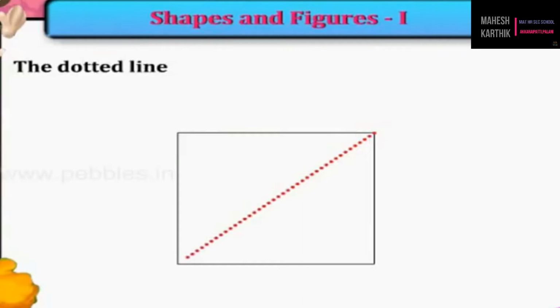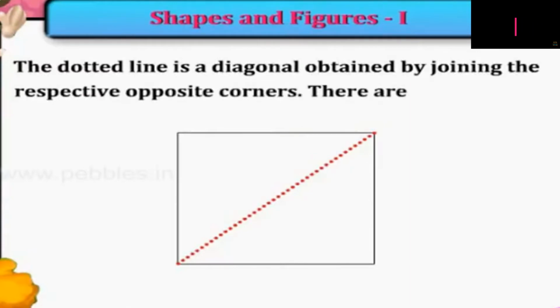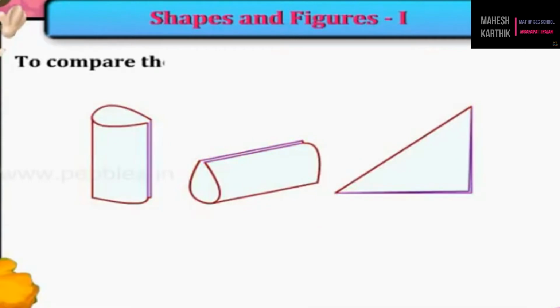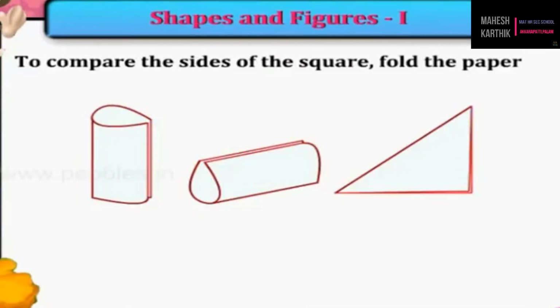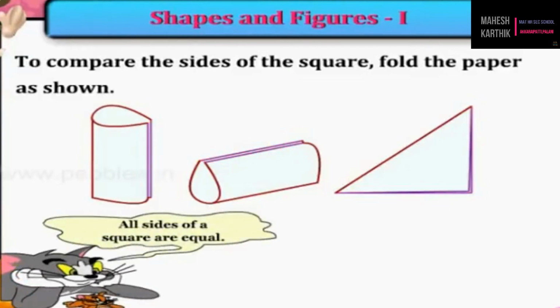The dotted line is a diagonal obtained by joining the respective opposite corners. There are 2 diagonals in a square. To compare the sides of the square, fold the paper as shown. All sides of a square are equal.